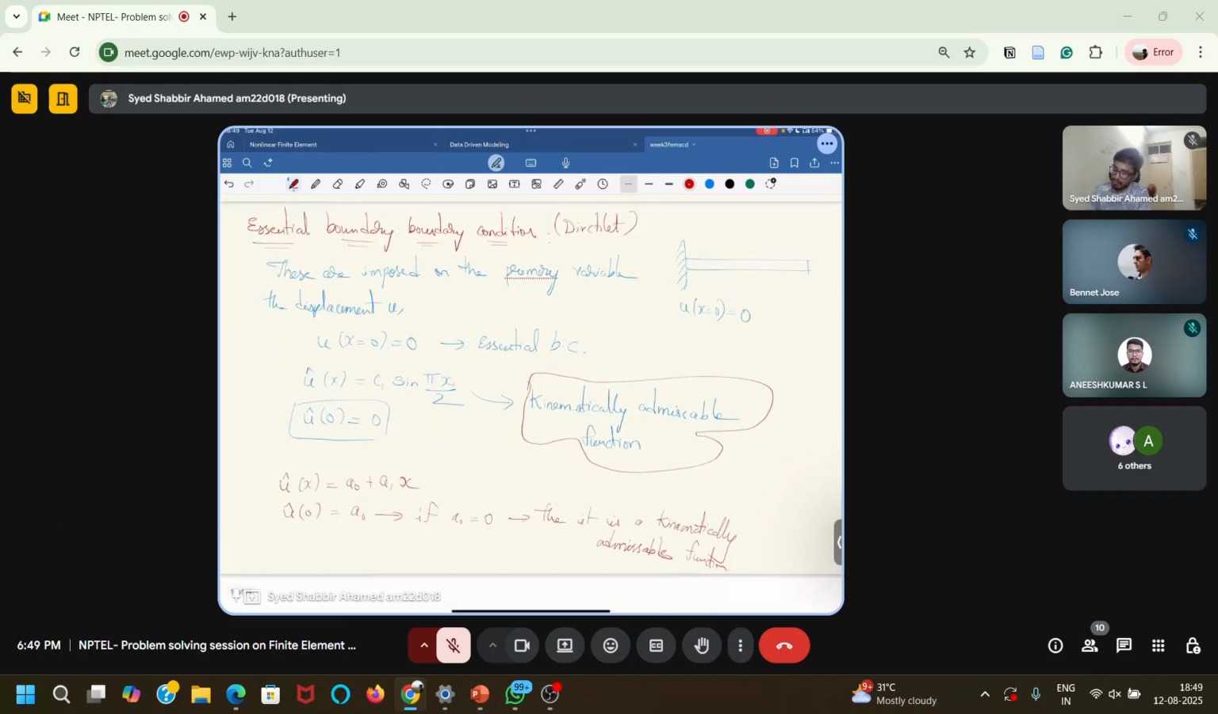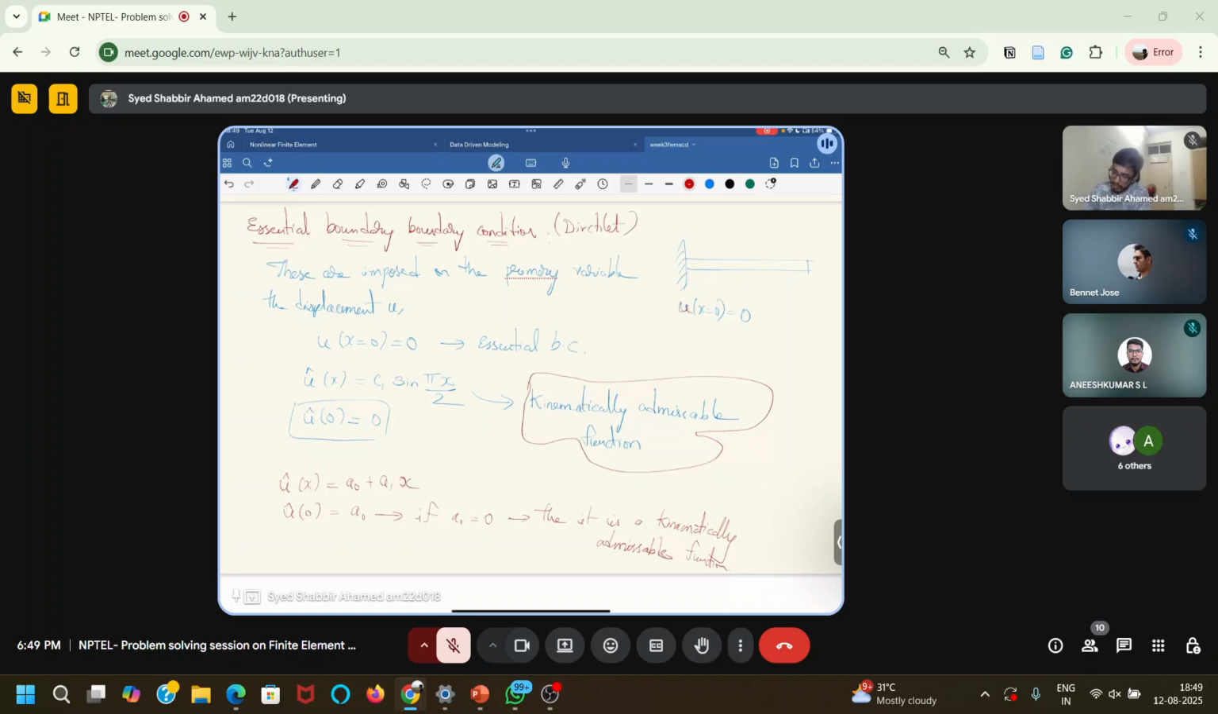So the boundary conditions on the primary variable. The primary variable is nothing but u, whatever you are solving for. Displacement is what we are solving for here, so that is our primary variable. Boundary conditions imposed on this primary variable are called essential boundary conditions.